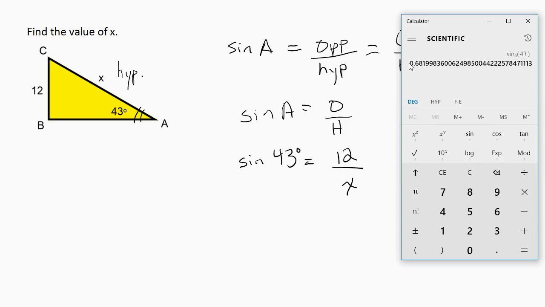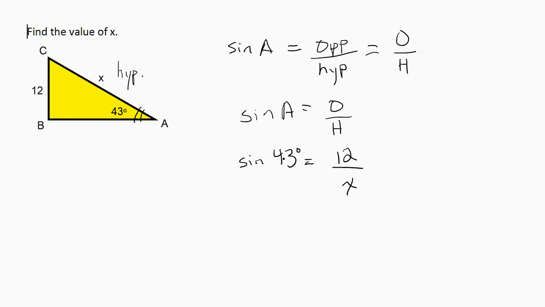Sine of 43 degrees is this weird long decimal number. You will be accurate enough as long as you take the first 4 digits and make sure the last one is rounded. So this says 0.681998, etc. We're going to use 0.6820 because this 9 will round up to the next digit, which would be a 0, and that 1 carries over here. So sine 43 is just 0.6820, which equals 12 divided by x.